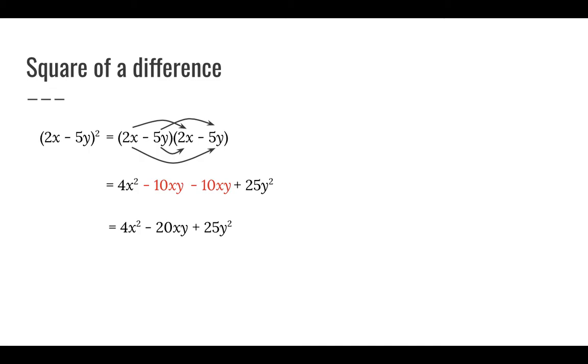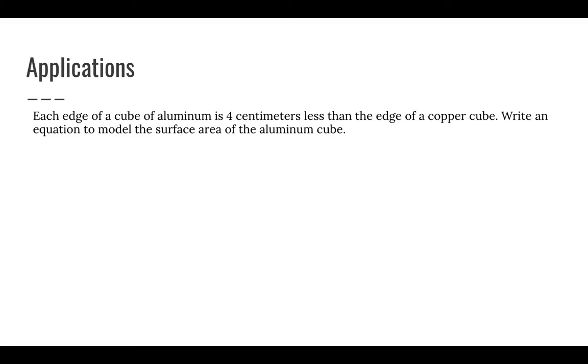So there's your square of differences. Now let's try an application of this. Each edge of a cube of aluminum is 4 centimeters less than the edge of a copper cube. Write an equation to model the surface area of the aluminum cube.